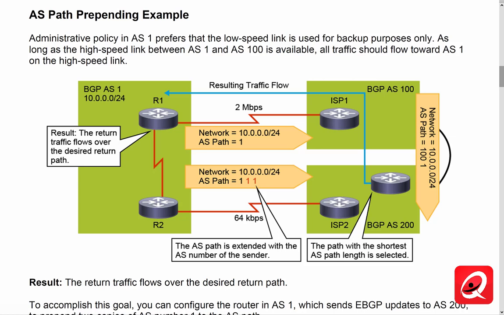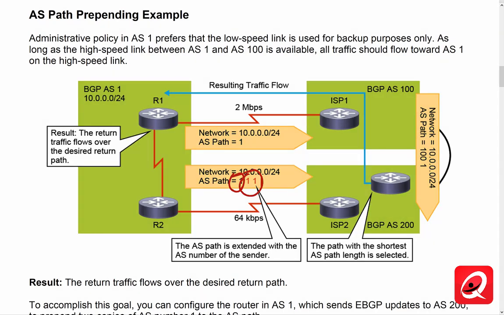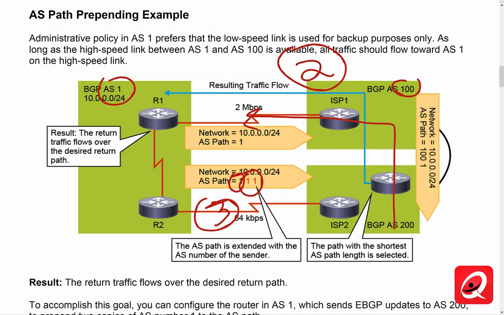So if I was just to leave the AS path to its default values, ISP1 would end up choosing the correct path to return to AS1 to get to the 10.0.0.0 prefix, but ISP2 would not. All right. So you can see here that what we do for the outbound policy, when we advertise the 10.0.0.0 prefix to ISP2, we prepend our own AS path multiple times. Normally, it would just have the single one. We've added two additional ones. So the AS path length in this case becomes 3. And if I look at this path here, it would go from 100 to 1, which is an AS path length of 2. Very, very simple concept.